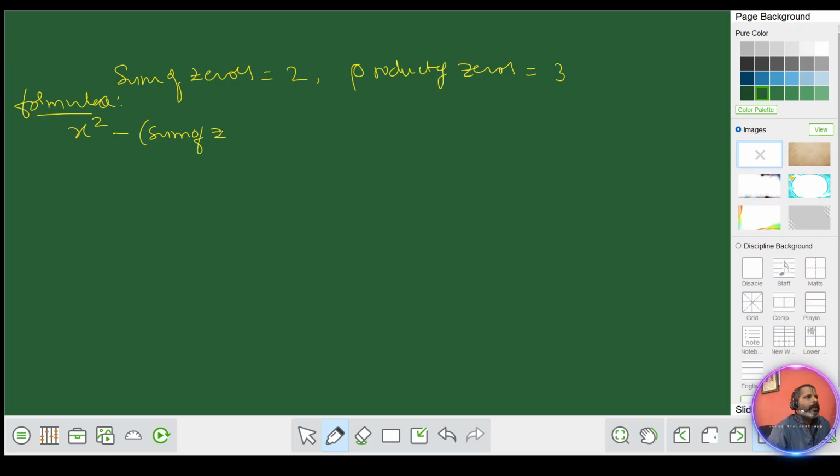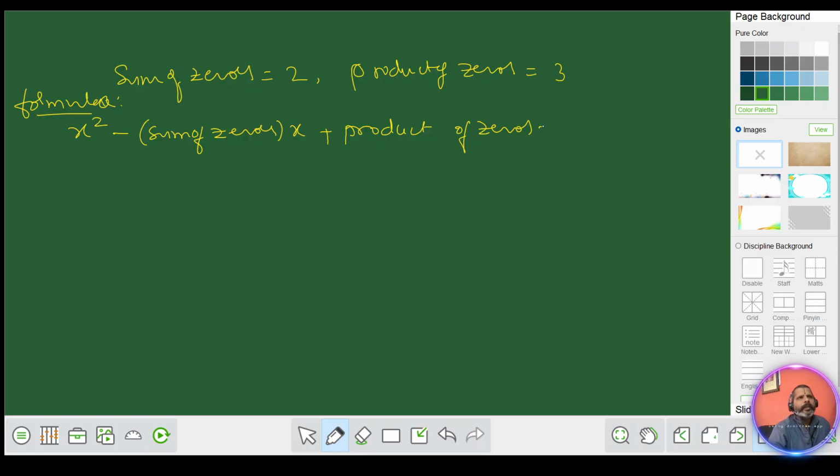For example, if you are given sum of zeros is equal to 2, product of zeros is equal to 3. What is the quadratic polynomial? There is a formula for that. Please remember, please make a note of this formula. The quadratic polynomial looks like x square minus sum of zeros into x plus product of zeros. This is your quadratic polynomial.